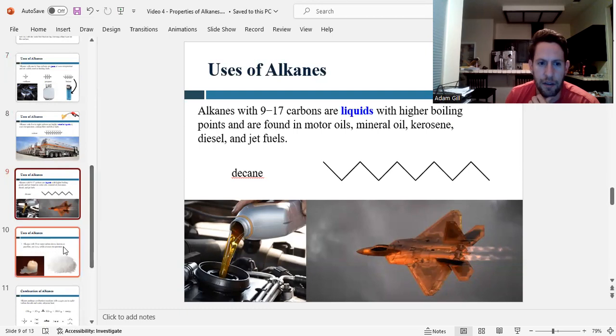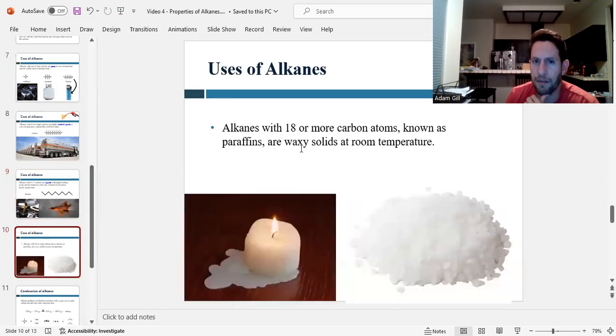And then the really large carbons, 18 or more, tend to be solids at room temperature. So these are your paraffins or your waxes. So here's a picture of just paraffin wax, little pellets, and then a candle made of paraffin wax. So this candle wax that you're familiar with is just an alkane mixture, anything more than 18 carbons. So they have so many carbons that they have a really high melting point. And so at room temperature, they're actually in the solid state.